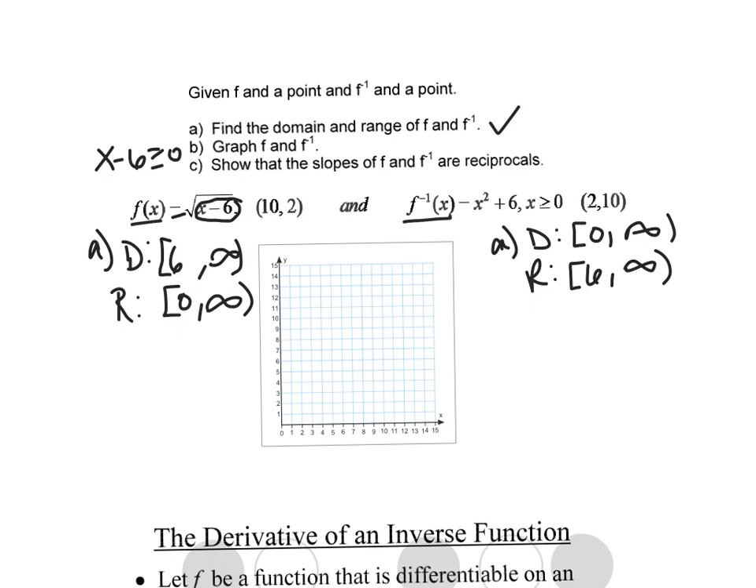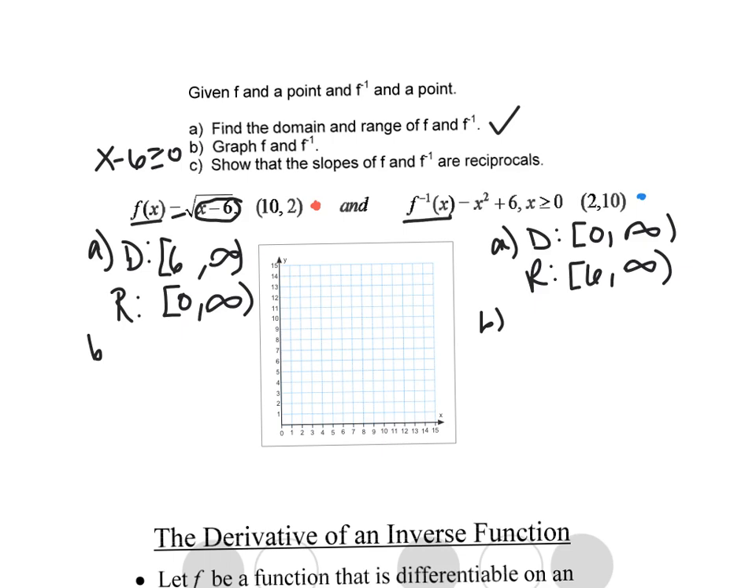Okay, so letter B, they asked us to graph them. We're going to graph them up there on the actual graph. What I would probably do again is just label those with different colors. The point that they give you is going to be beneficial only for letter C, so don't worry about it yet. But if you don't remember what to do to plug in for your original function, plug in some values that make sense. So like we know that it's going to go from 6 to infinity.